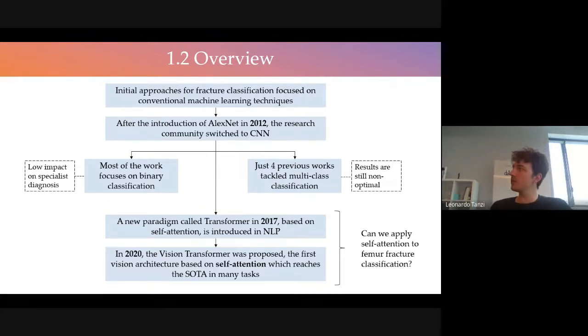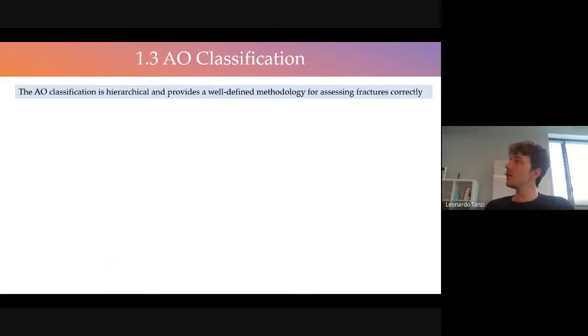Before explaining the methods and everything, we need three things. We need, of course, a classification. We need to understand how to classify the different types of fractures. Then we need a data set, and we need some baseline to compare our work. So we decided to use the AO classification, since there are different classifications of types of fractures. It is the most recent, and it has the characteristic of being hierarchical.